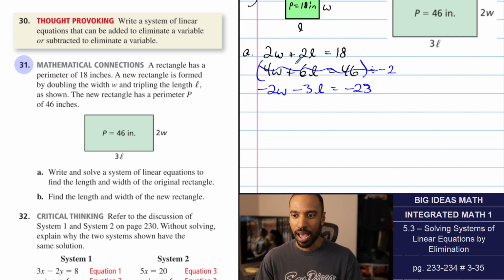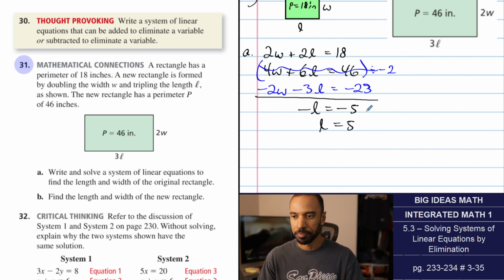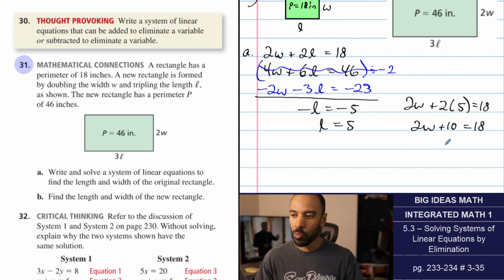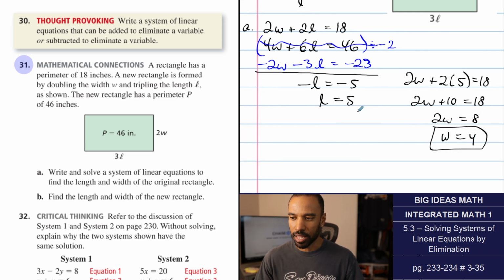So here we go. I have these two right here. This will eliminate my W's. I get -L equals -5. Therefore, L is +5. That's 5 inches. Now we got to find the width by substituting that. So 2W plus 2 times 5. So it's once again one of those things, guys, where you can pick and choose what to do. It's all strategy based. I'm going to work towards smaller numbers if I can. I like working that stuff out.